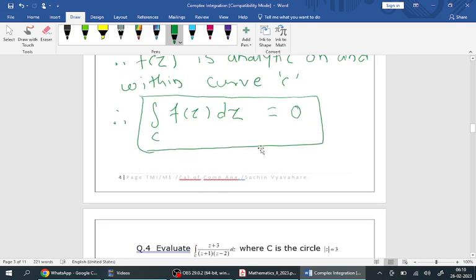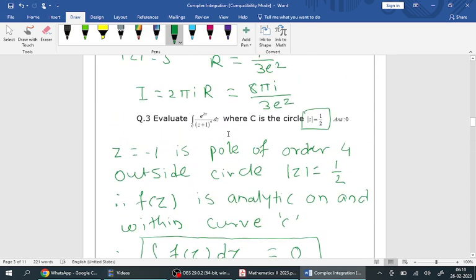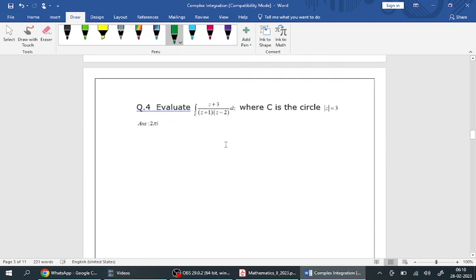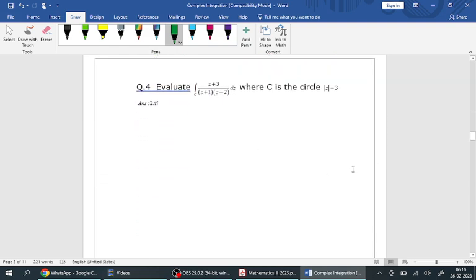So for any circle whose radius is strictly less than 1, the value of this integral is 0, and for any circle of radius greater than or equal to 1, the answer is 8 pi i upon 3. So those are the two possible answers for this integral only, because of Cauchy's theorem and Cauchy residue theorem. Next one is question number 4 now.